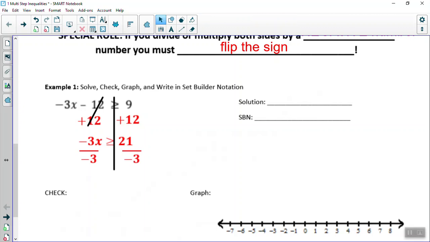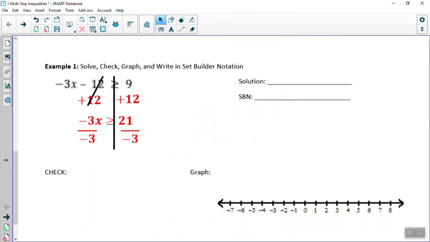Then I can undo my multiplication by dividing both sides by negative 3. So now this is where we have to be careful, because we are now dividing by a negative number. And when we divide by that negative number, this sign here has to flip. So now it goes from being greater than or equal to less than or equal to. All right, now that we've isolated our variable, we're done.